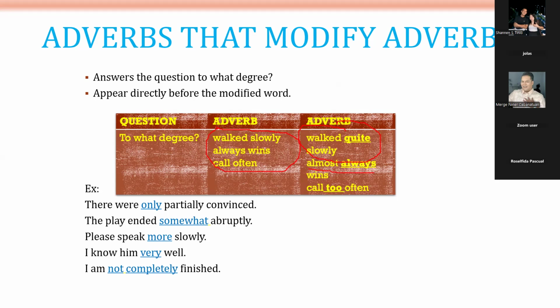They were only partially convinced. Okay, so meaning they were not fully convinced, only partially. The play ended somewhat abruptly. Please speak more slowly. I know him very well. I am not completely finished.